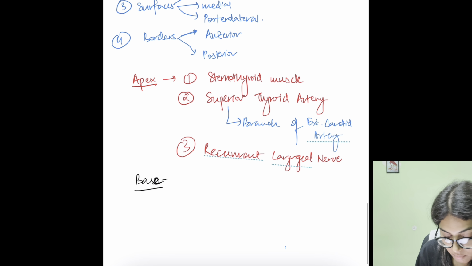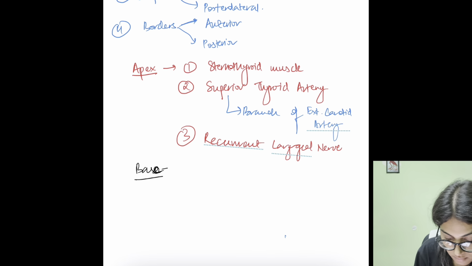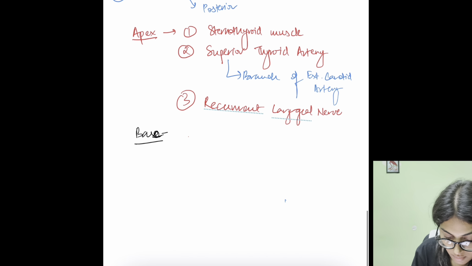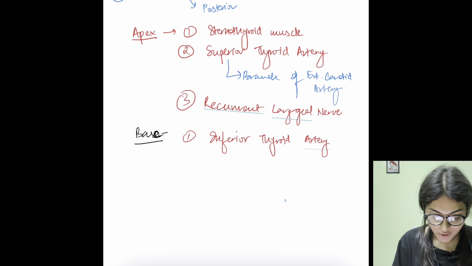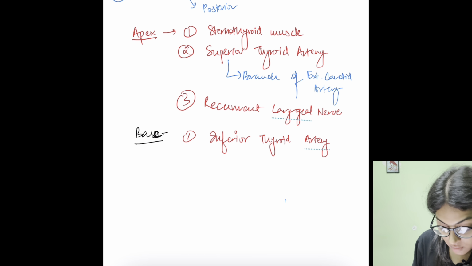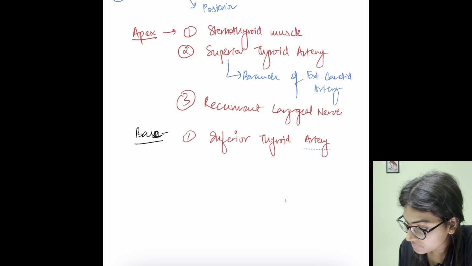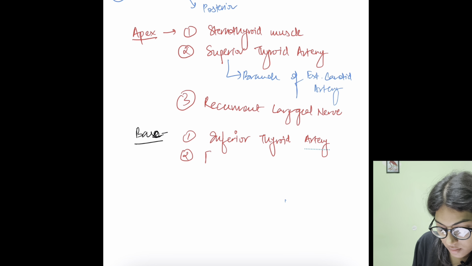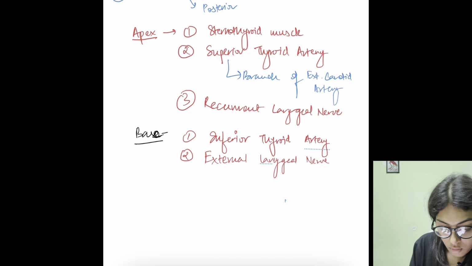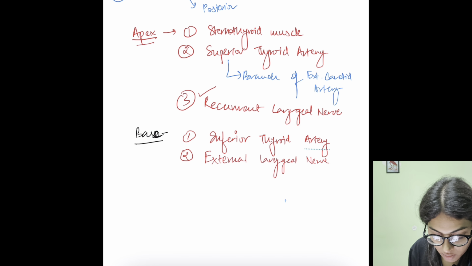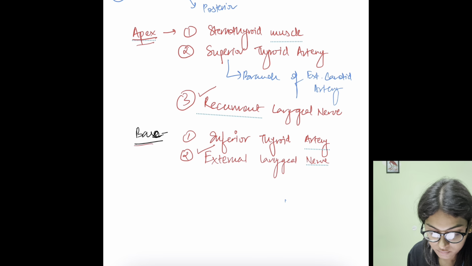If we talk about the base, it is attached to the inferior thyroid artery, and one nerve is present, the external laryngeal nerve. On the apex we have the recurrent laryngeal nerve, and on the base we have the external laryngeal nerve.